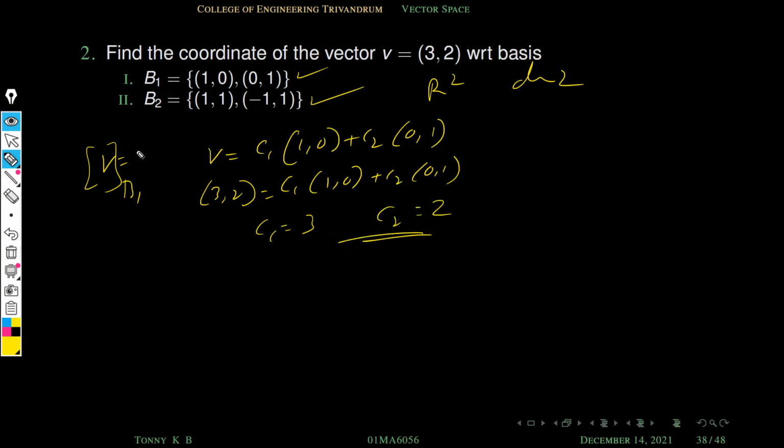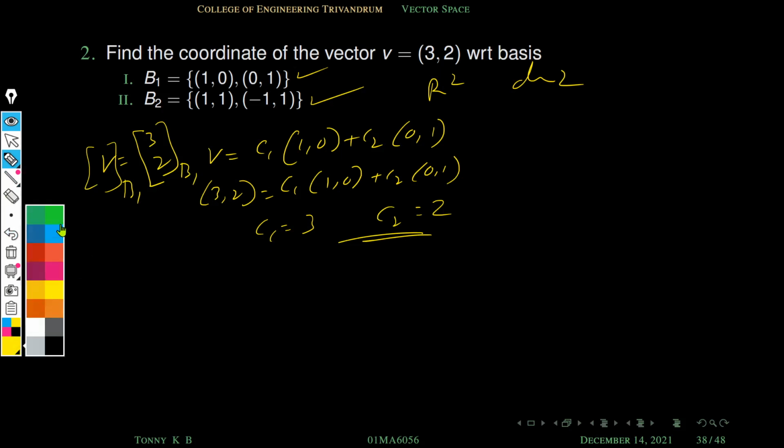So what is this coordinate? We always represent a coordinate as a column vector. So the coordinate is (3, 2) with respect to the basis b1. Right, so this is the idea.